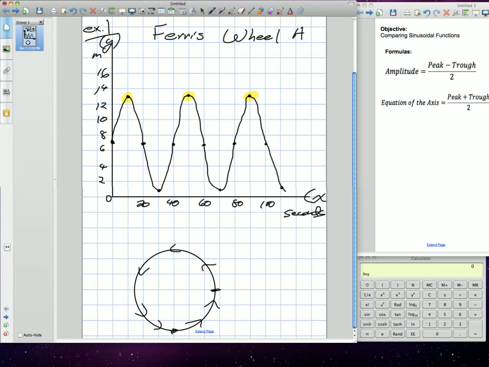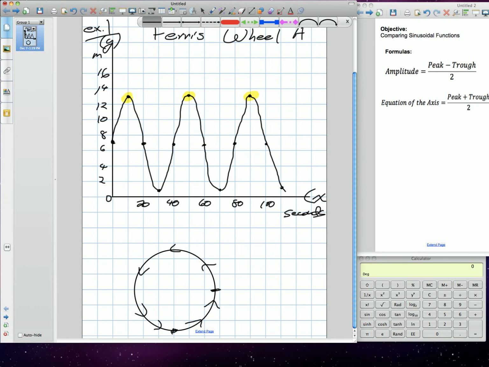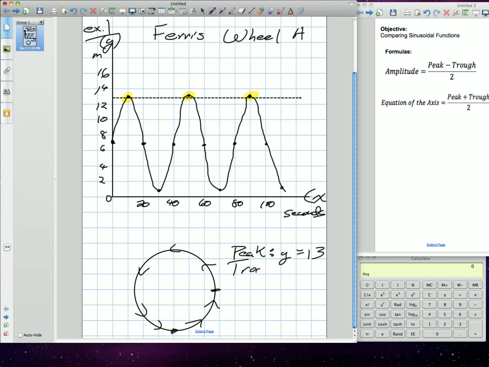So, in terms of an equation, where are the peaks of this graph? How many of them are there? 3. And they're all at 13. Good. So, we go through the number 13, which means the peak is when y equals 13. Okay? So, if we write it down here, our peak, y equals 13.